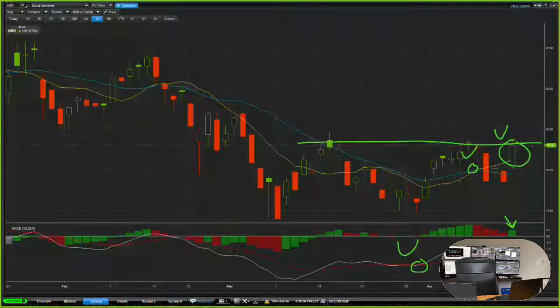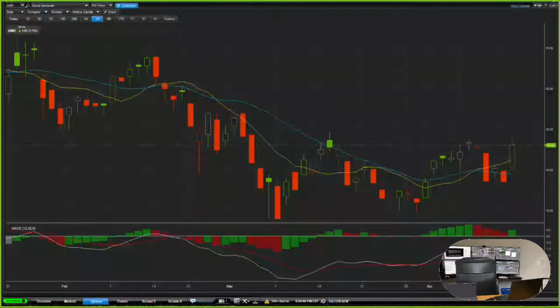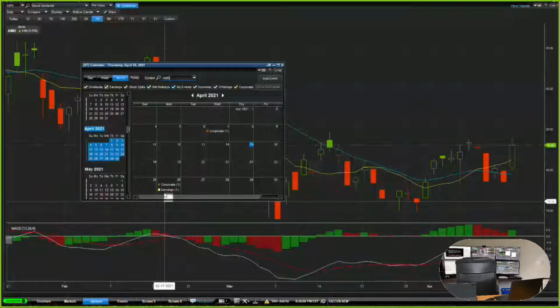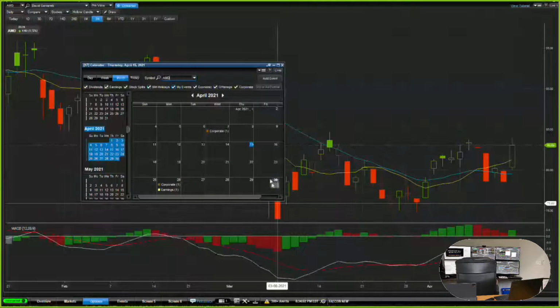Now, here's the other great thing about AMD that I love about this trade. If you go to the calendar here and type in AMD, guess what? We got a major catalyst coming on the 26th here. That's why I got the April 30th expiration.